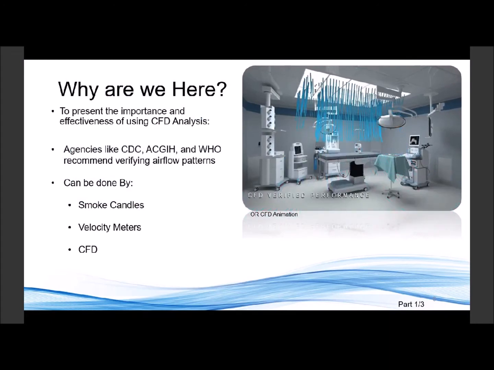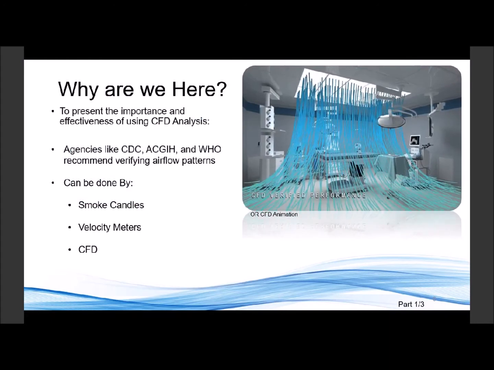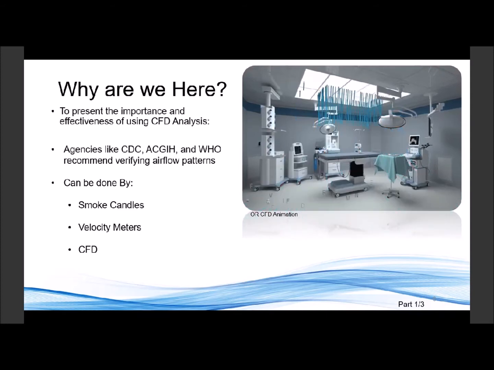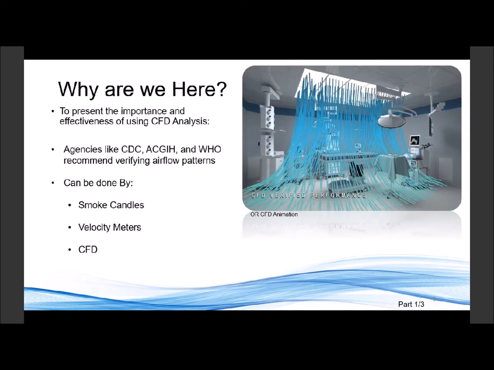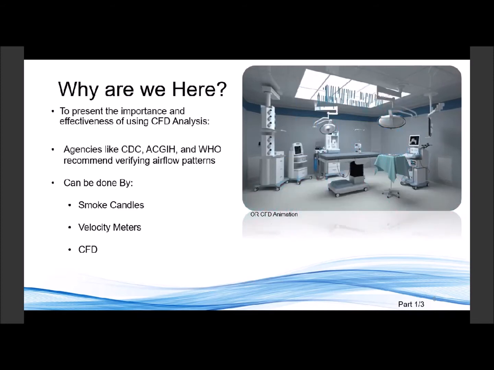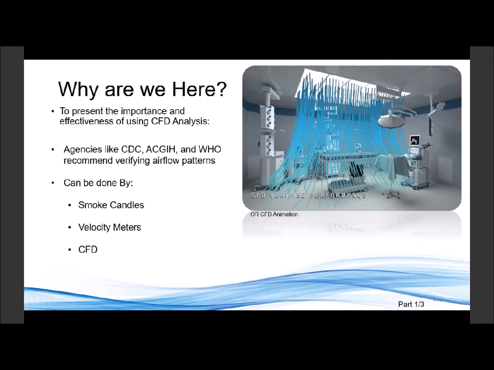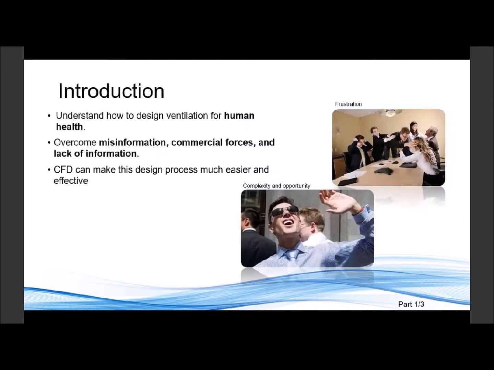So this is a little image on the right, from an operating room. I hope you guys all can see it. Local control ventilation in an operating room has been practiced for years. There's a little image of it, and you can fairly accurately predict how that air is going to move through the areas you're trying to protect. You can also use smoke candles, velocity meters, and then we're proposing CFD.